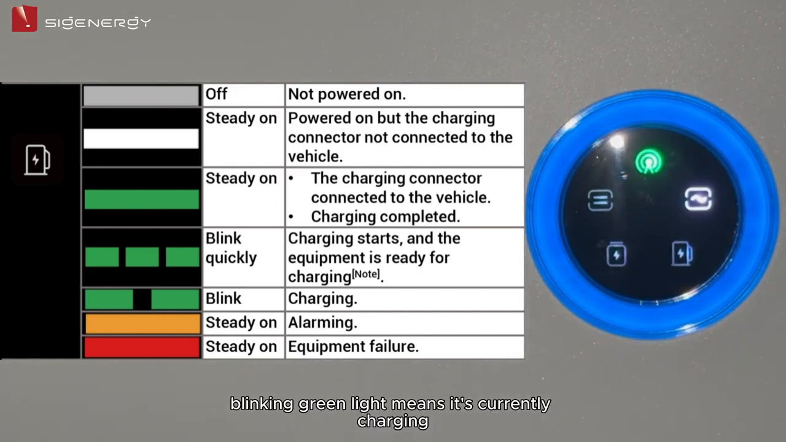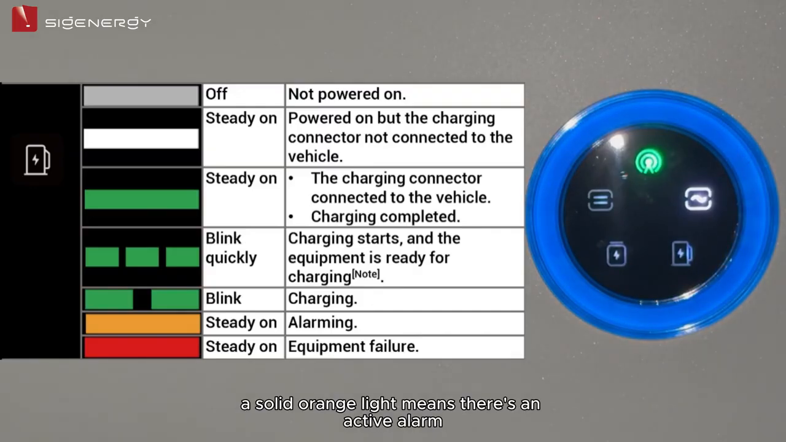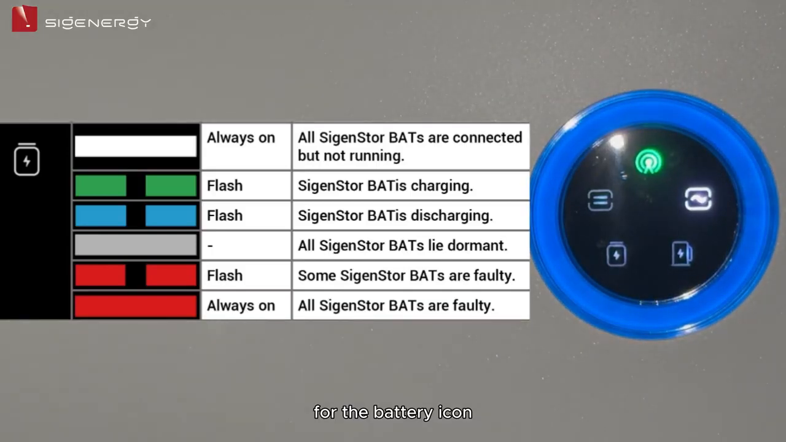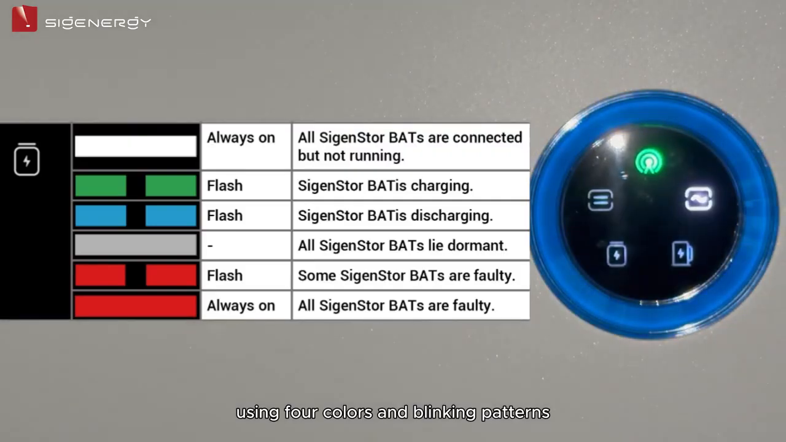A slow blinking green light means it's currently charging. A solid orange light means there's an active alarm. A solid red light means there is an equipment failure. For the battery icon, you'll notice that there are 6 different states using 4 colors and blinking patterns.